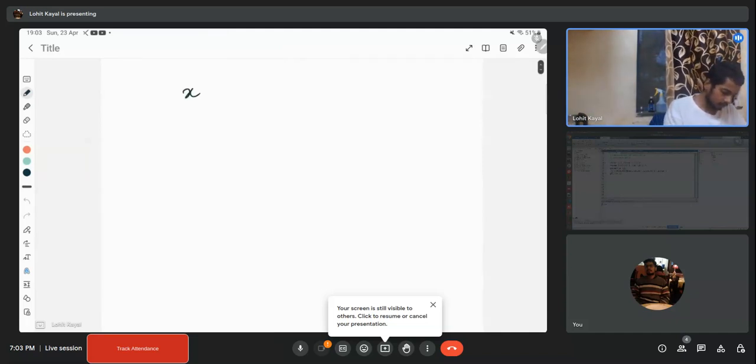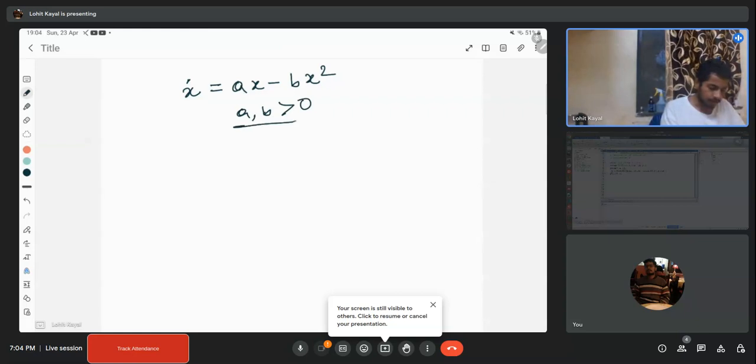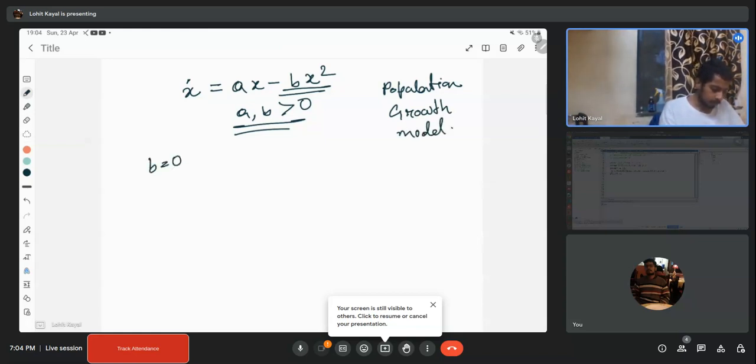This is the example. x dot equal to ax minus bx square, where a and b both are greater than zero. Suppose if b is not there, this is called a population growth model. Now suppose when b equal to 0, you all know what is the solution of this.